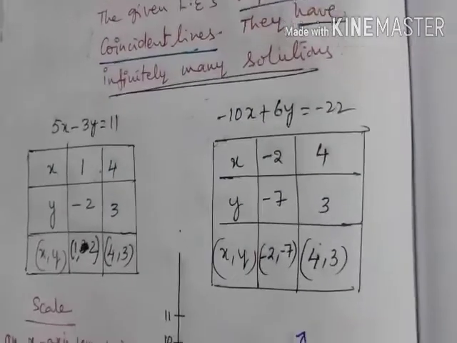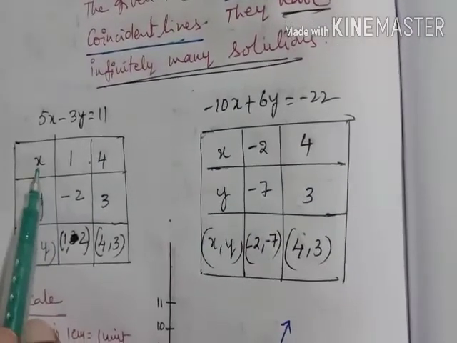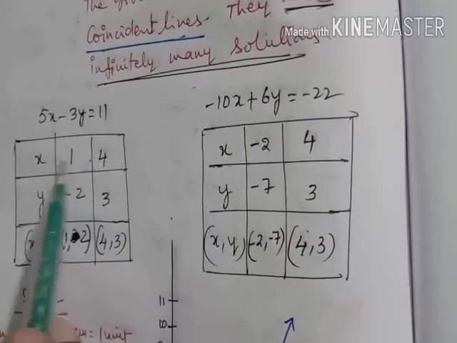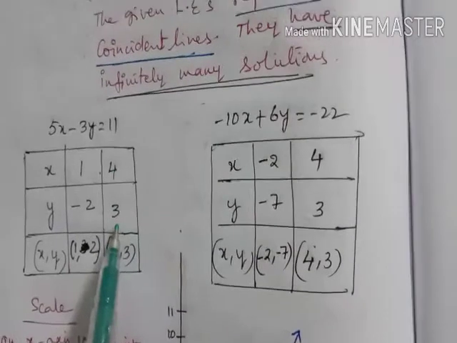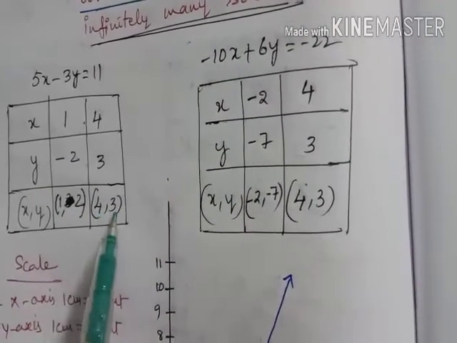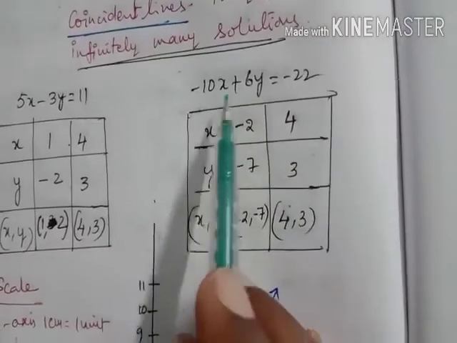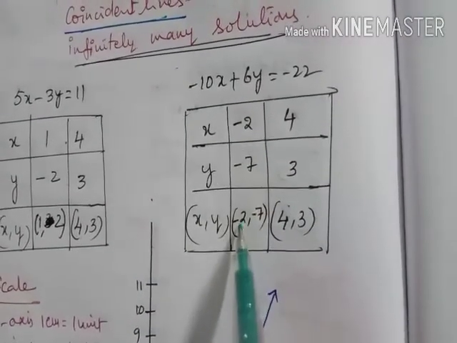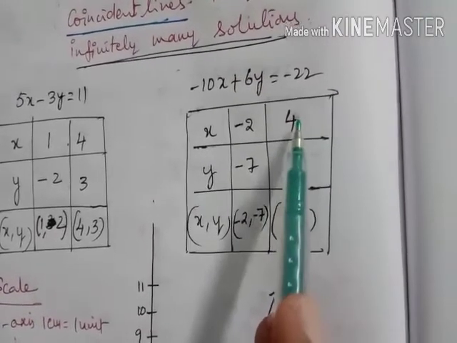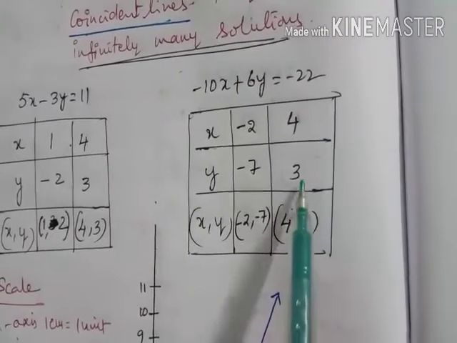So I am taking the x value, and when I take x is equal to 1, I got minus 2. When I take x is equal to 4, I got 3. So the points are 1 comma minus 2, 4 comma 3. I am taking x is equal to minus 2. I am getting minus 2 comma minus 7. I am taking x is equal to 4. I am getting y is equal to 3.